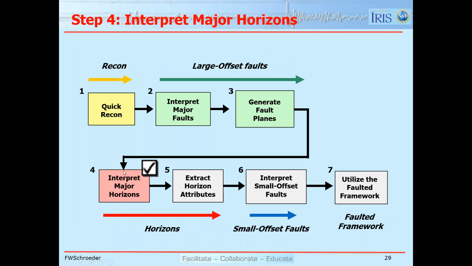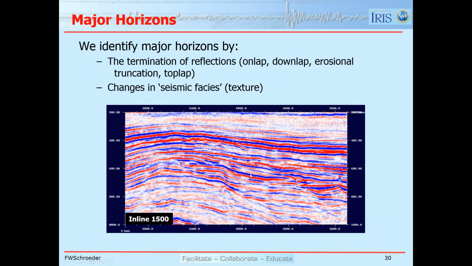We're ready to shift gears and start interpreting some of the major horizons. And so here is Inline 1500. We can identify our major horizons by looking for terminations of reflectors, looking for on-lap, down-lap, erosional truncation, or top-lap. Those are terms that the seismic stratigraphers like to use.